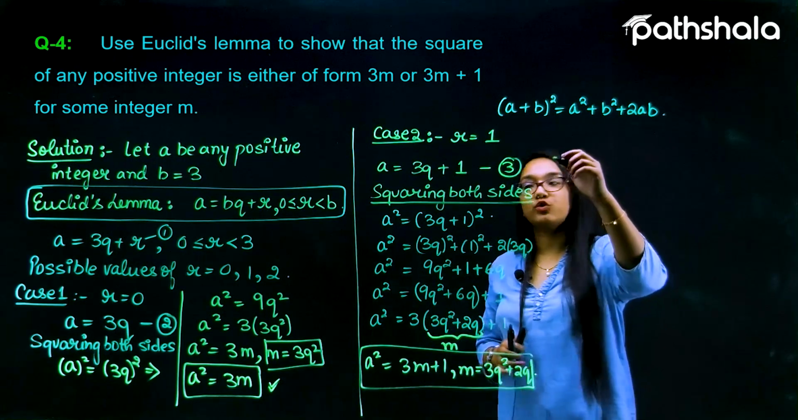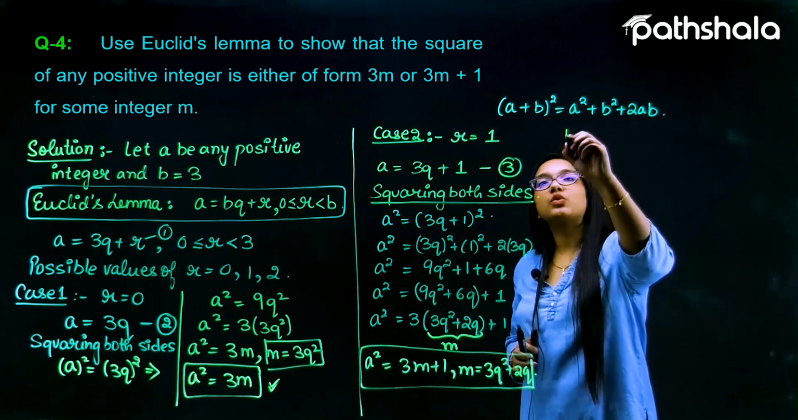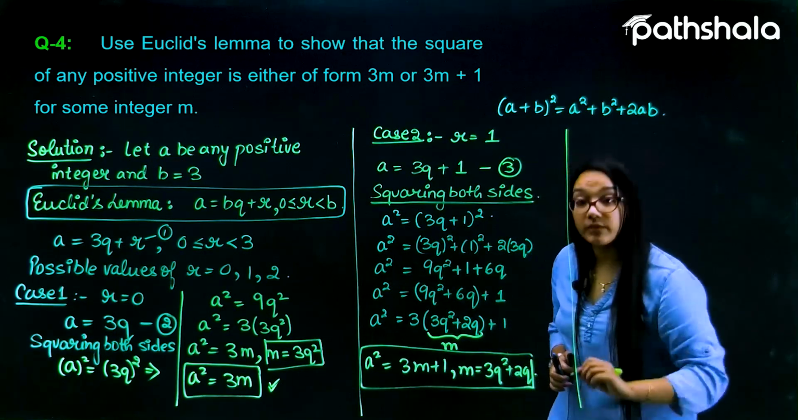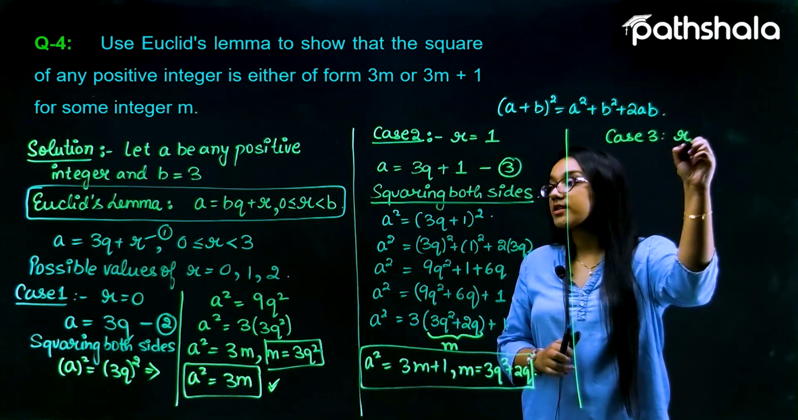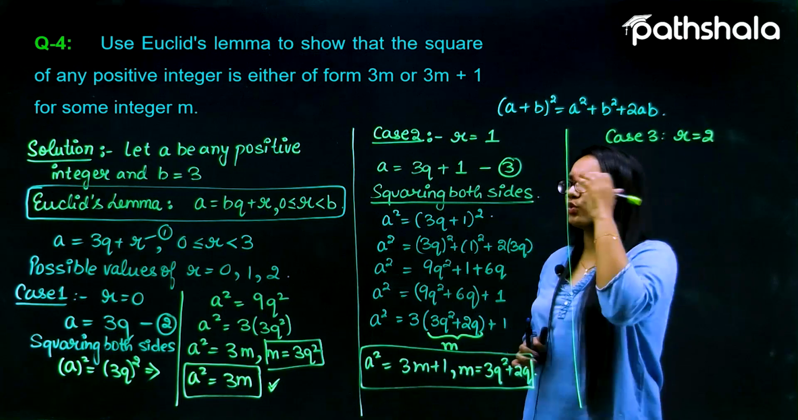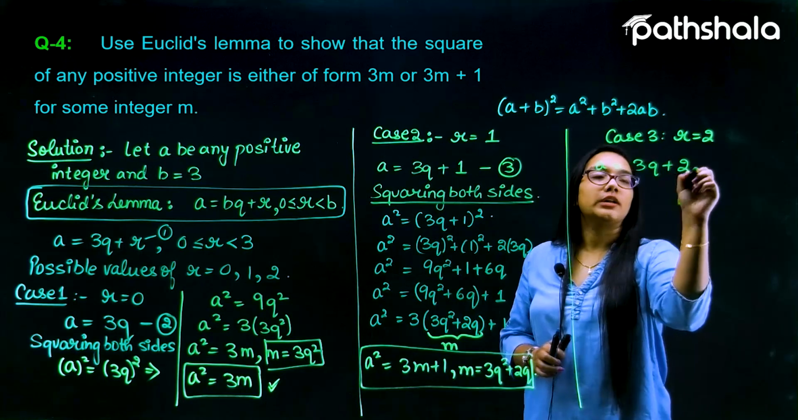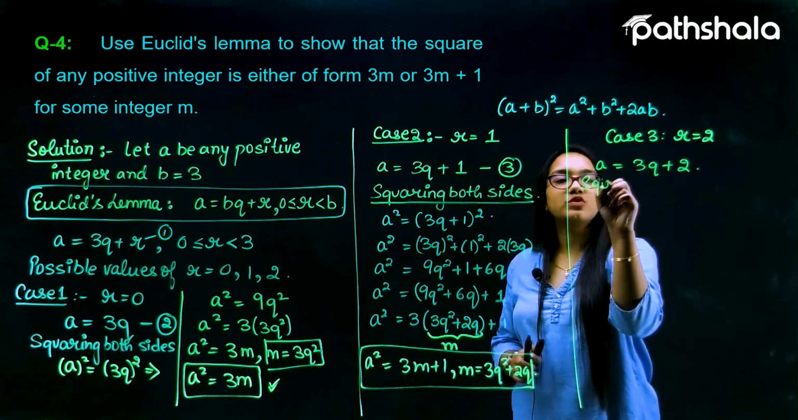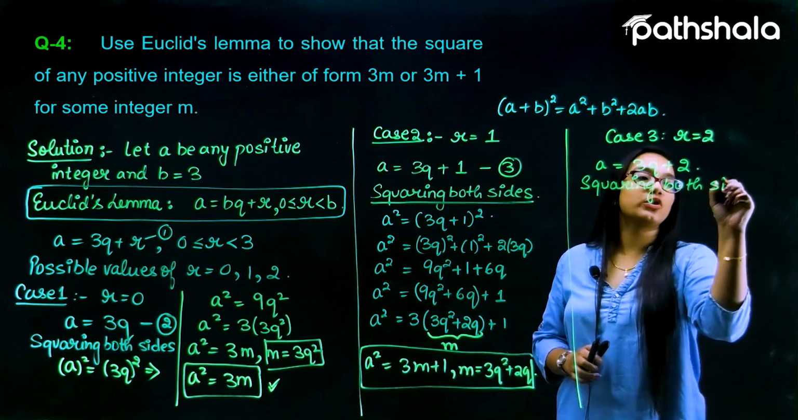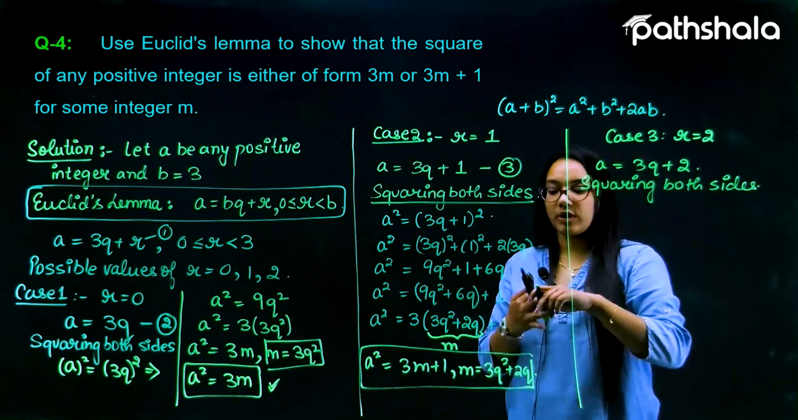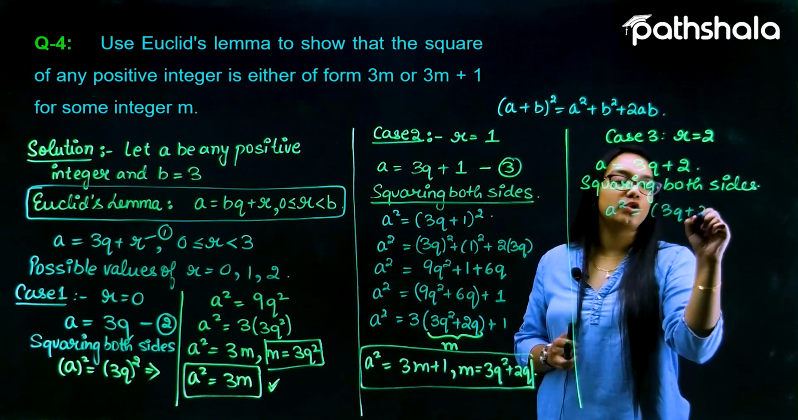So let's move on to case number 3, in which r is equal to 2. Now substitute r equal to 2 in the equation. It will be a is equal to 3q plus 2. Now we have to take the square, so basically we are squaring both sides. We get a square is equal to 3q plus 2 whole square.